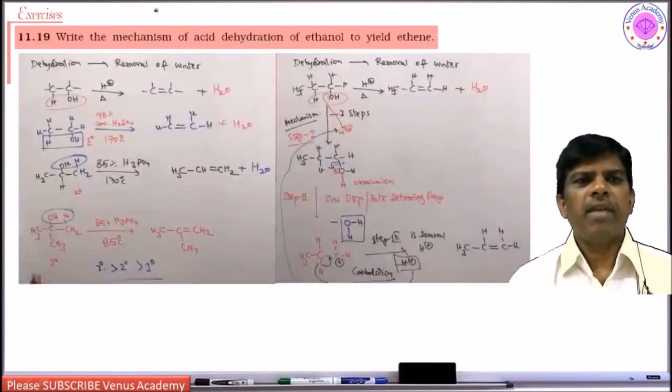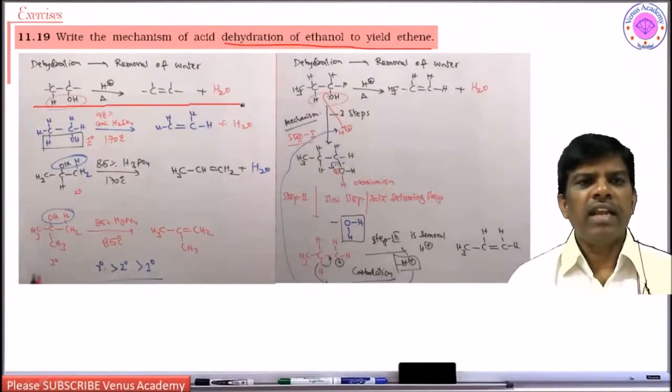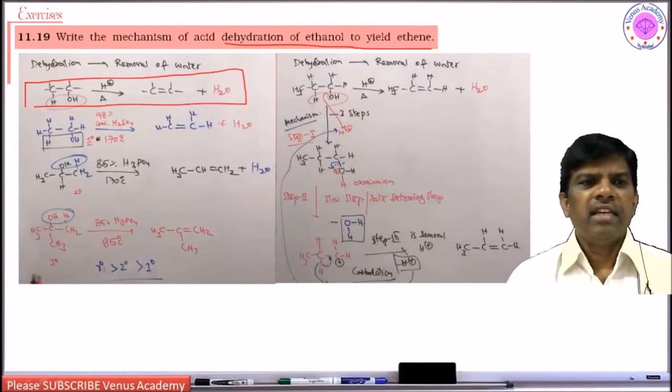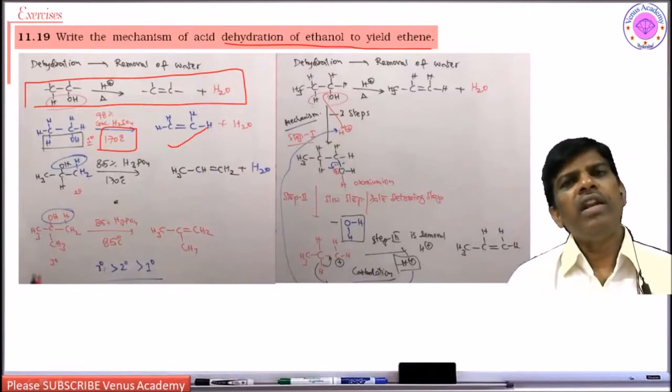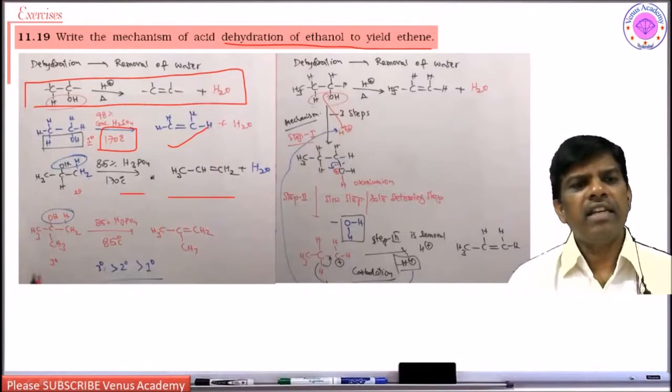Next, write the mechanism of acid dehydration of ethanol to yield ethene. Yes students, so this is the mechanism. So usually how will you do it? Dehydration takes place at high temperature using a strong acid like sulfuric acid. If I use a strong acid, sulfuric acid at 170 degrees centigrade, I am going to get an alkene. So if it is propanol, there is no need of this much strong acid. It easily loses water at 170 degrees centigrade, and I can use H3PO4 also.